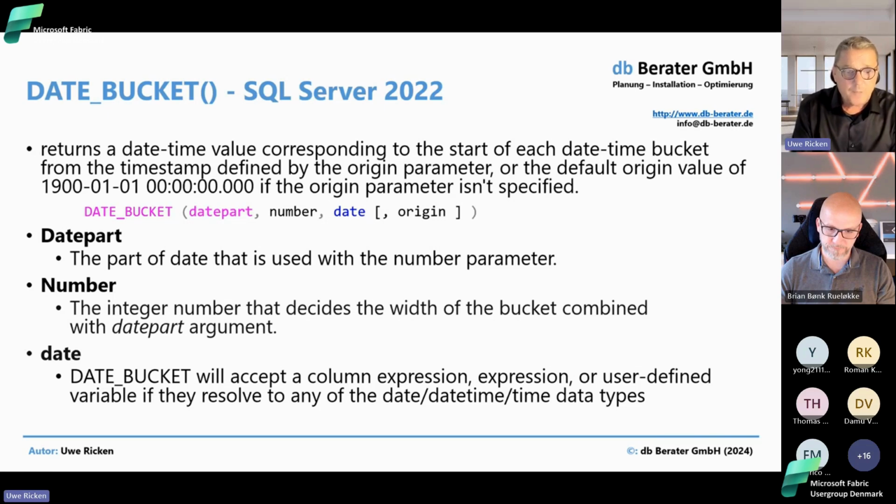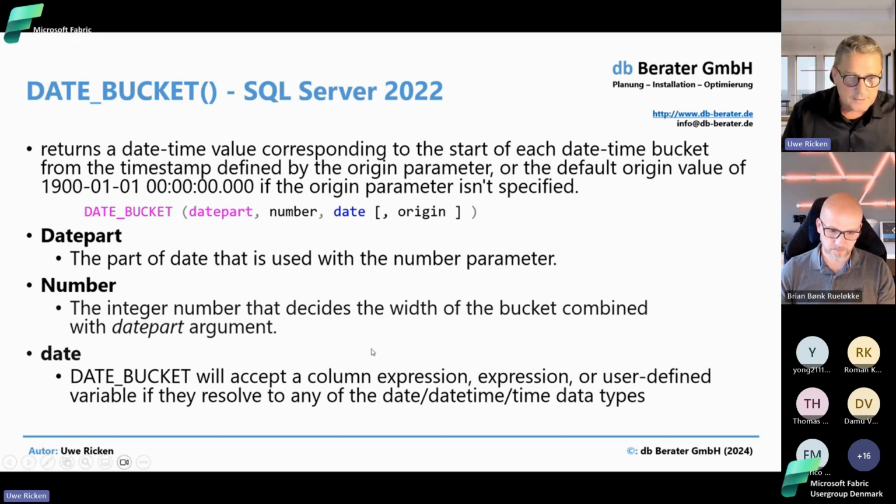The date bucket function requires at least 3 values. The first one is the date part. So what is the size of the bucket? Do you want to have it in minutes? Do you want to have it in weeks? And so on. That is the grouping, let's say. And we can, as I said, have days, week, month, quarter, all the date parts that you know from other functions.